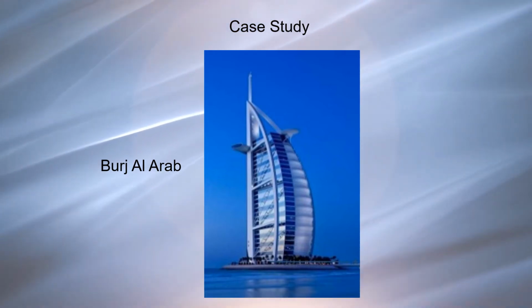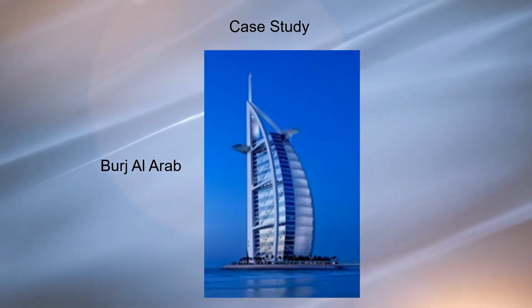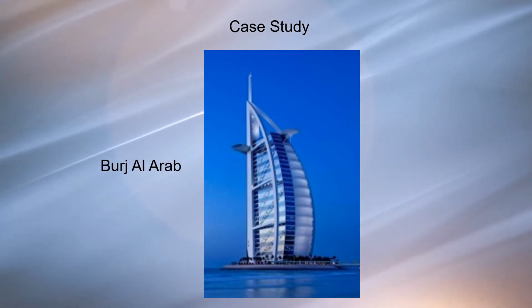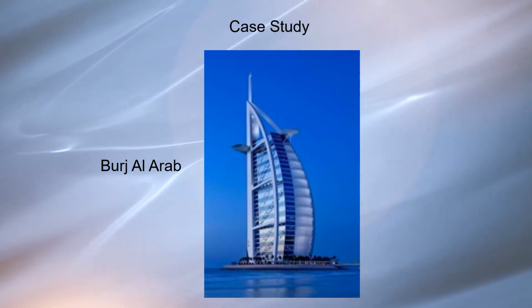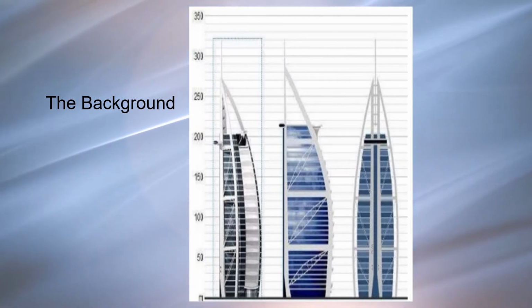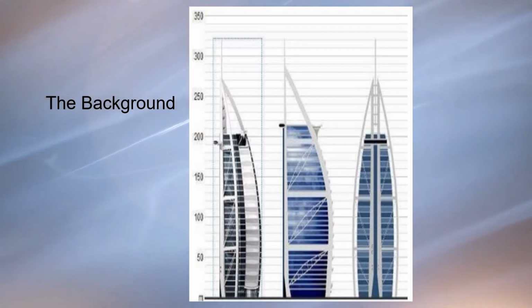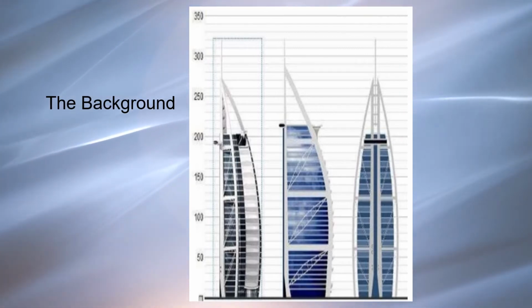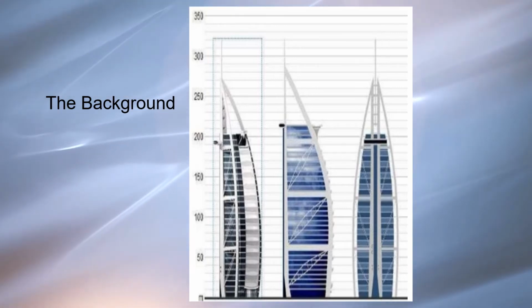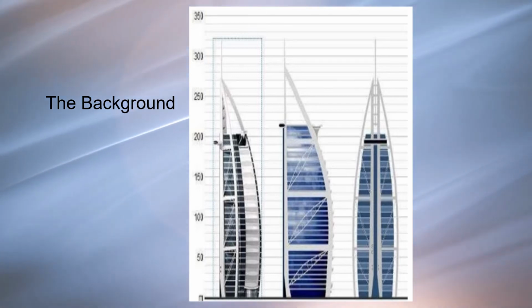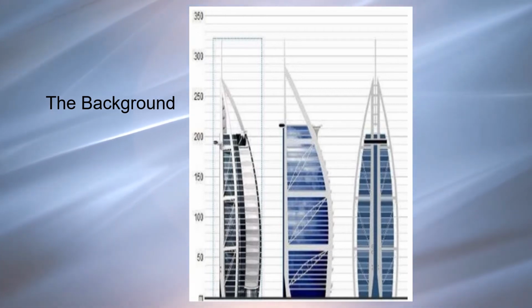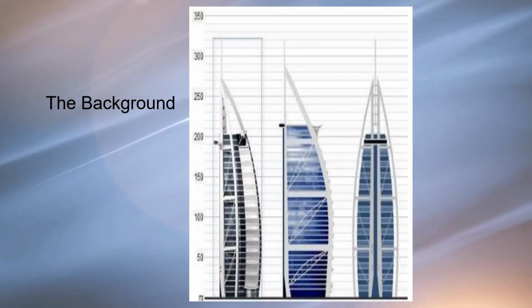Now let's look at this case study. It is the Burj Al Arab. The permanent cofferdam was built for the base of this building. The background. This building is located at Dubai, United Arab Emirates. It is the first 7-star hotel in the world. The start of Dubai New Vision, attracting new investment in areas outside the oil industry. It is 321 meters in height from the sea.